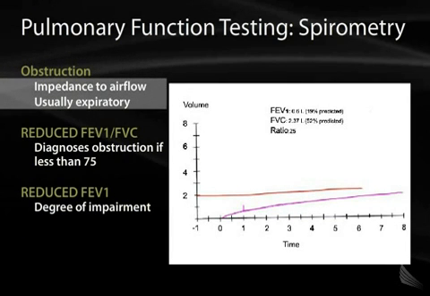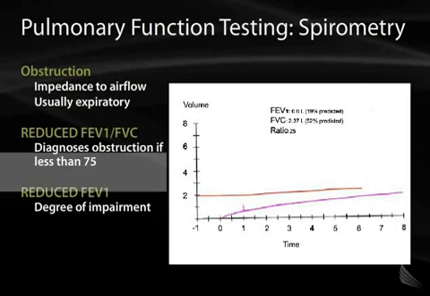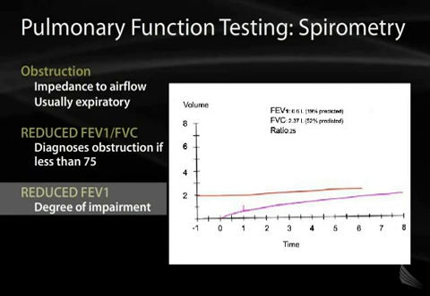Obstruction represents impedance to airflow. It's an expiratory process. So anybody with obstructive disease has problems getting air out. The hallmark of this, as we said, is a reduced FEV1 to FVC ratio. How low your FEV1 is defines the degree of impairment.